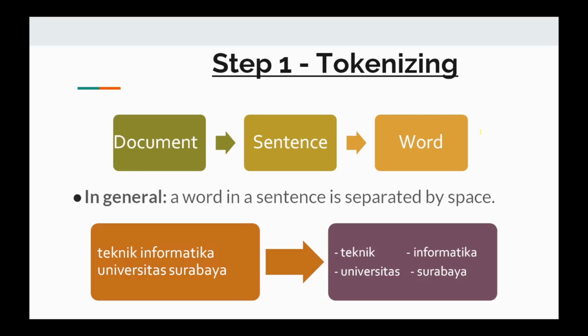Because in information retrieval, the data that is processed is a document, the feature is the word. For example, I have the sentence Teknik Informatika Universitas Surabaya, and I split it by space in here, and then we will have four features. First feature, Teknik, second feature, third feature, and fourth feature.